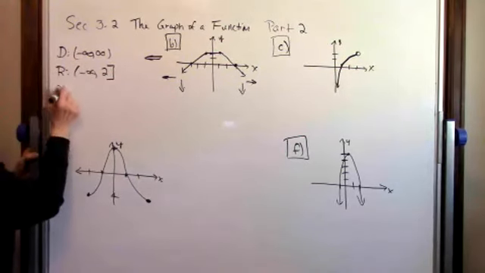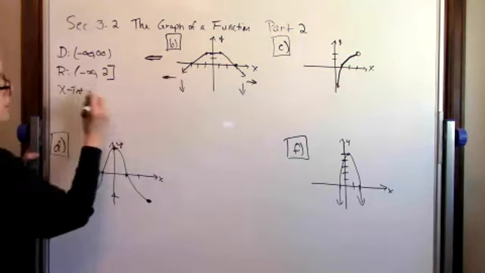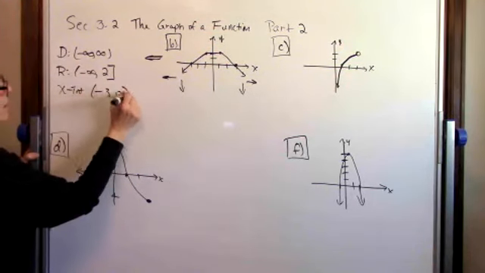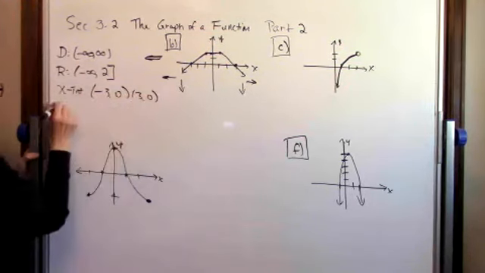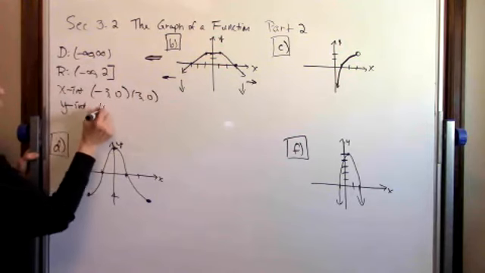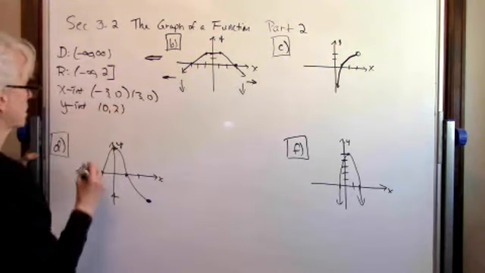The x-intercepts are pretty easy. They're over here at -3 and +3. And the y-intercept is up there at 2. Now, what about symmetry?